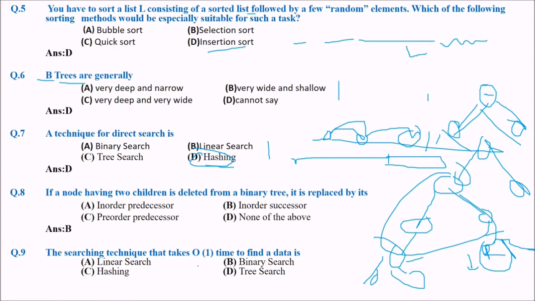Which searching technique takes order of 1 time to find the data: linear, binary, tree, or hashing? The answer is, as we have just discussed in question number 7, hashing is a direct search technique, so it is very fast. Depending upon the data values and data representation, you will go for hashing. That will give you order 1 time of searching.